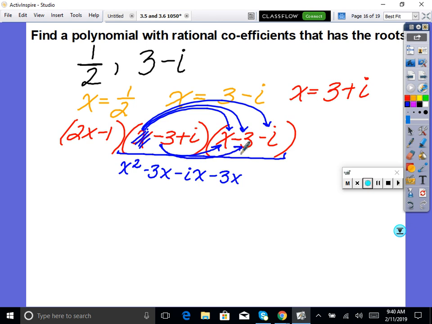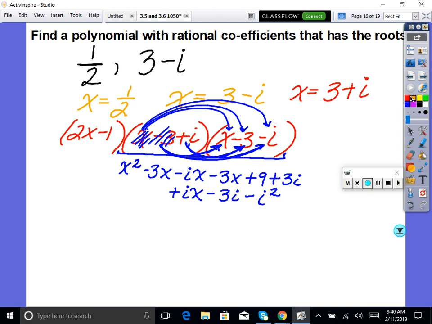Negative 3 times negative 3 plus 9. Negative 3 times negative i is plus 3i. Now I've distributed negative 3 through. So i times x is plus ix. Do you agree? i times negative 3 is negative 3i. i times negative i is negative i squared.